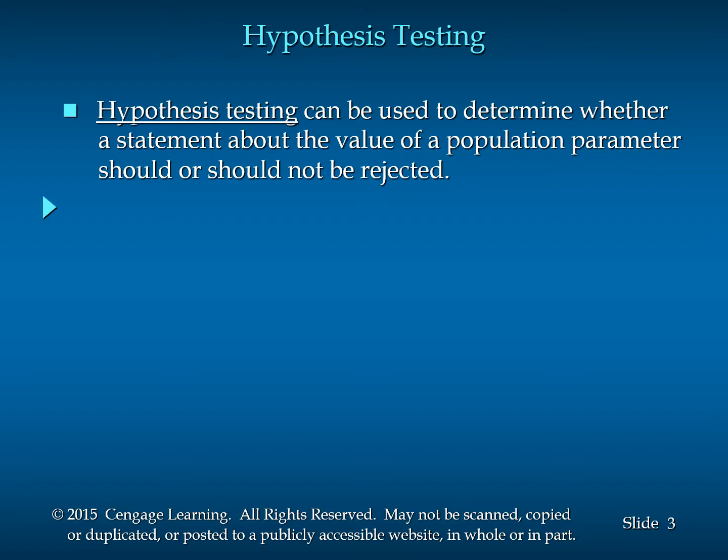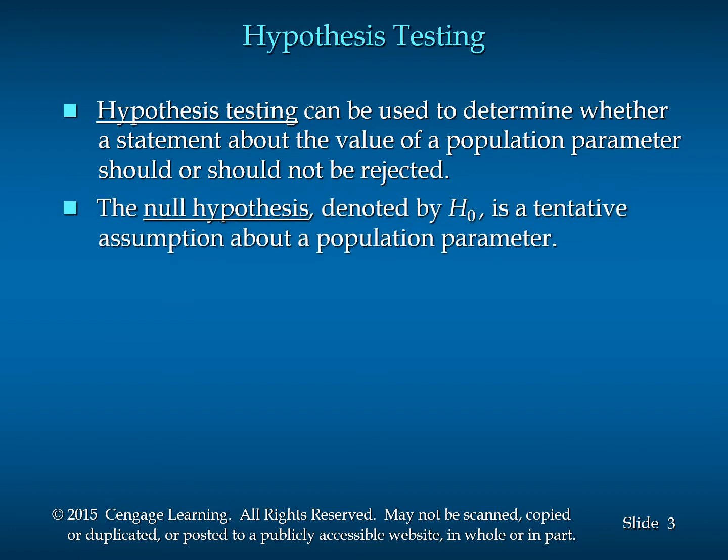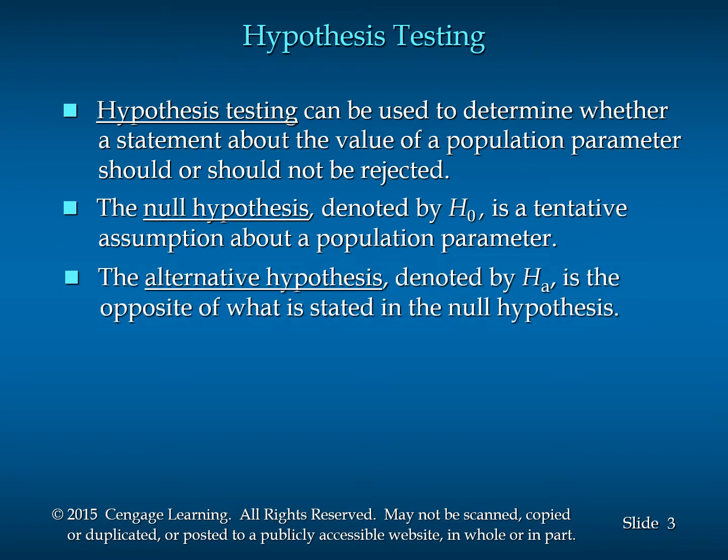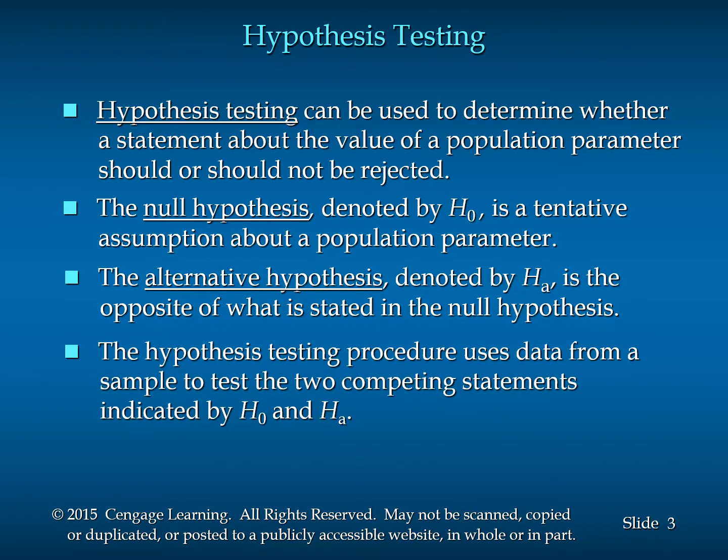Testing requires that we develop a null hypothesis, which is our tentative assumption about the population. Then we will develop the alternative hypothesis, which is the opposite of the null hypothesis. The test we will use is to take sample data to try and reject the null hypothesis.